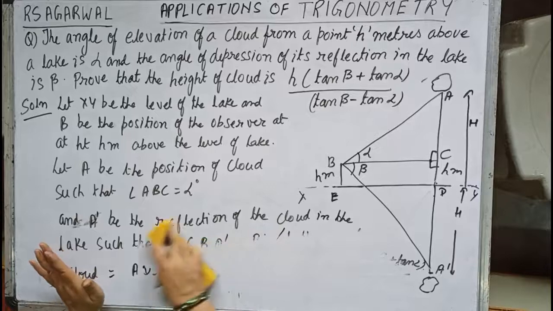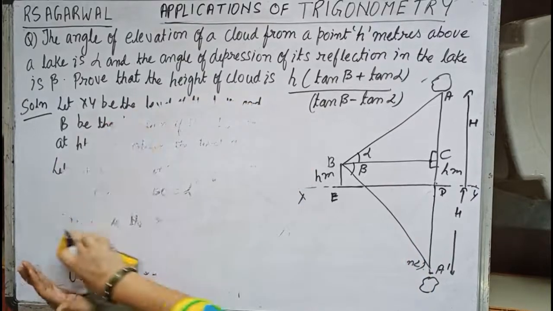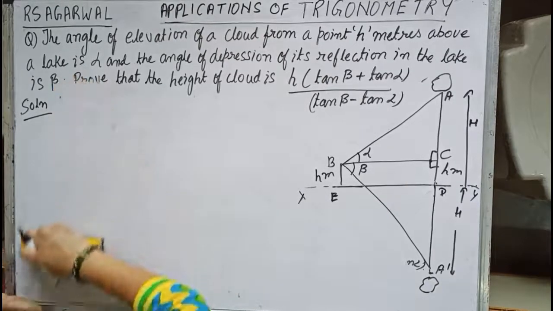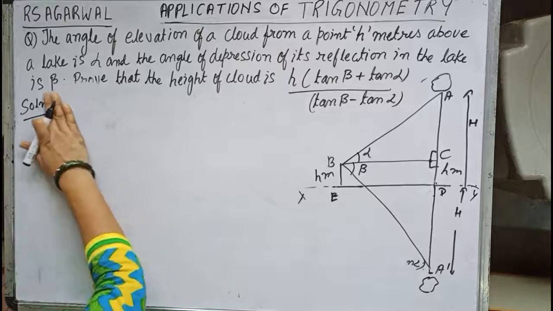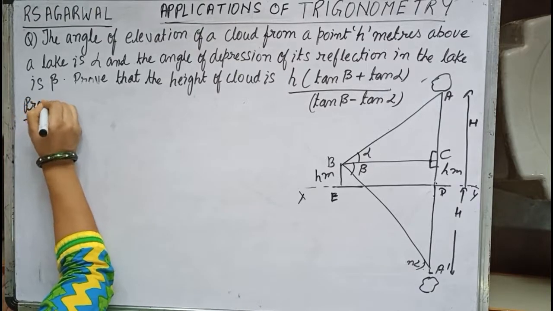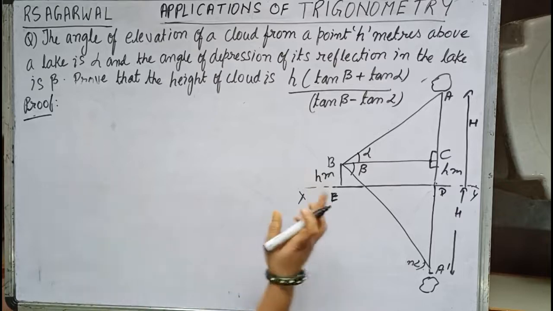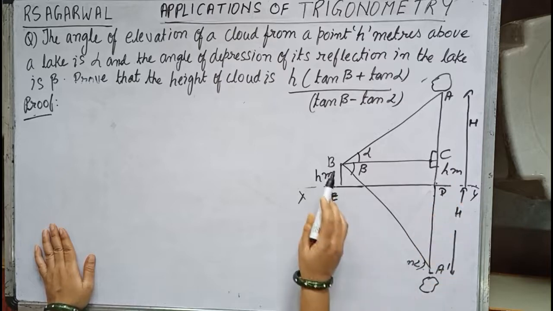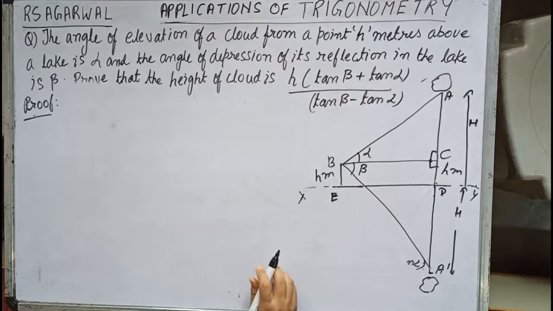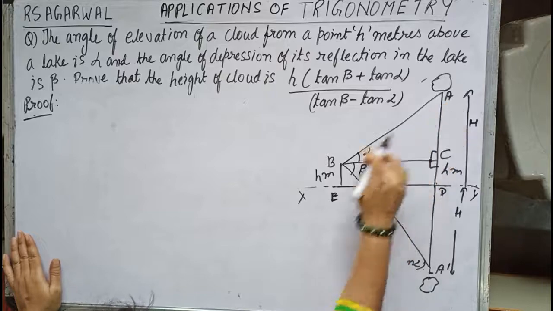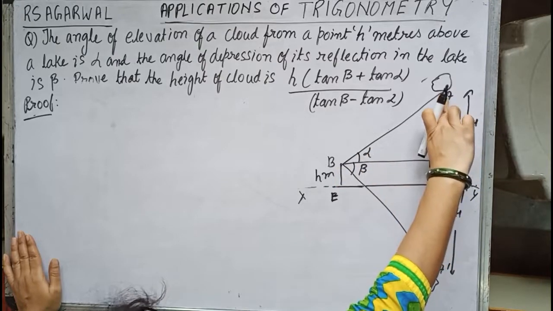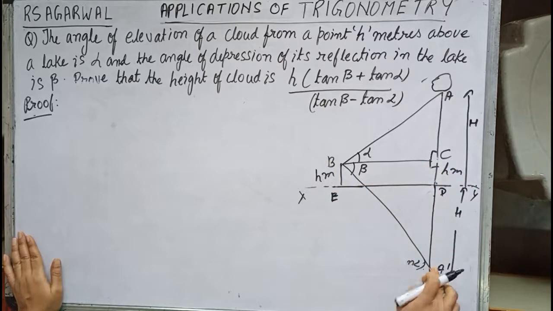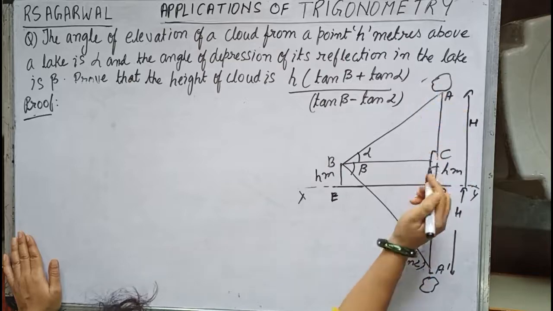You can see here as well I am rubbing. Now I am going to the solution part. So this proving part, proof. So two right angle triangles are there, triangle ABC and triangle BCA dash. Now in right angle triangle ABC, AC is the perpendicular, and in triangle BCA dash, CA dash is the perpendicular. So let us first find the length of the perpendicular.